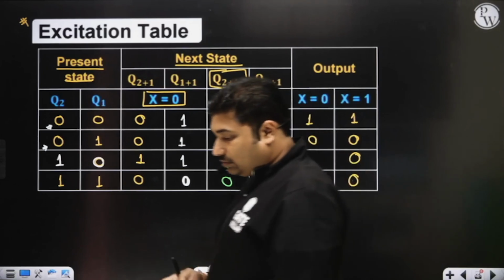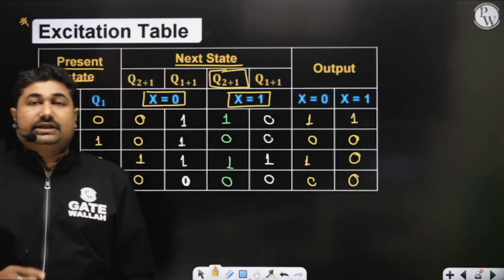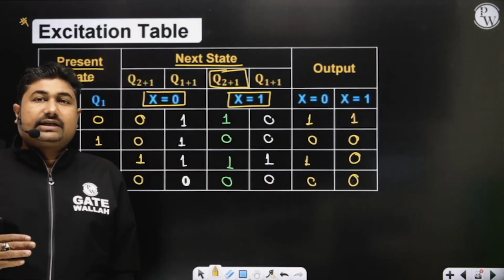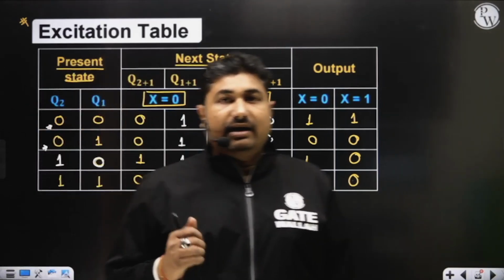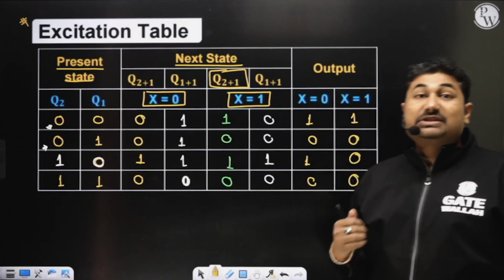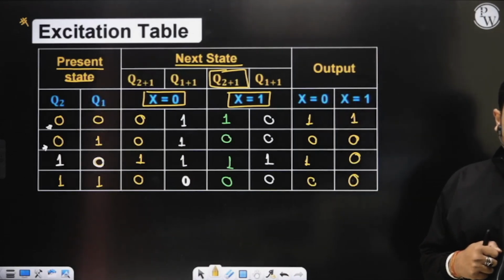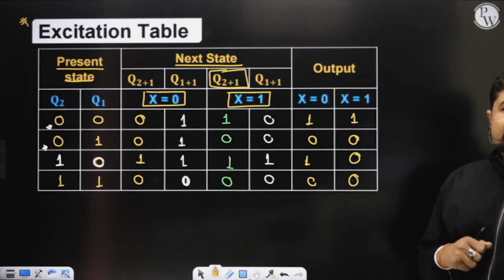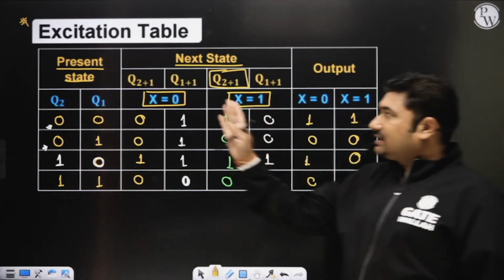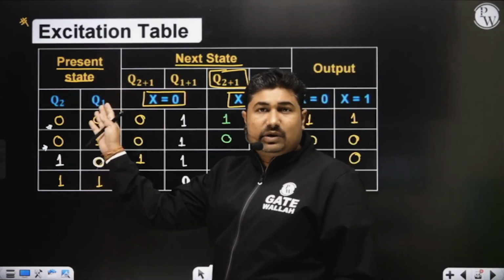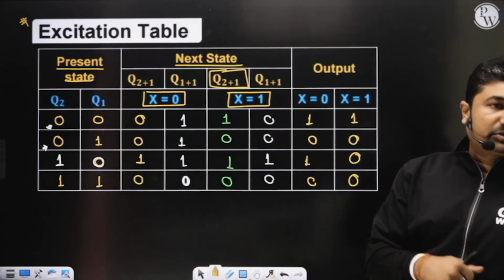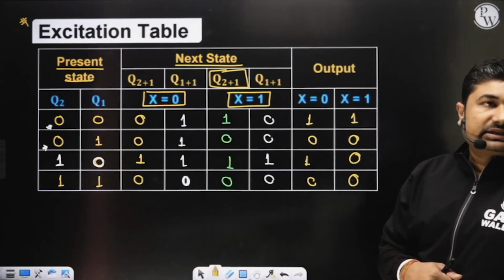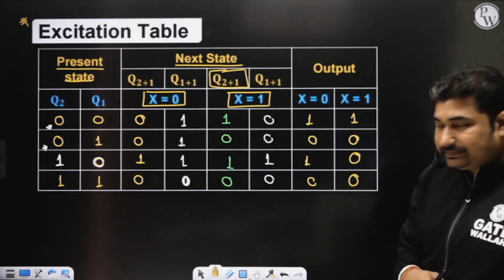Now we know how to construct an excitation table, although this excitation table does not help us directly to draw the state table. Now we have to define some states. Please observe, up to this part everything is clear. I have used Q2 Q1 as the present value, and based on the present value we have found the next value with x equals 0 and x equals 1 on the circuit. Is it okay?